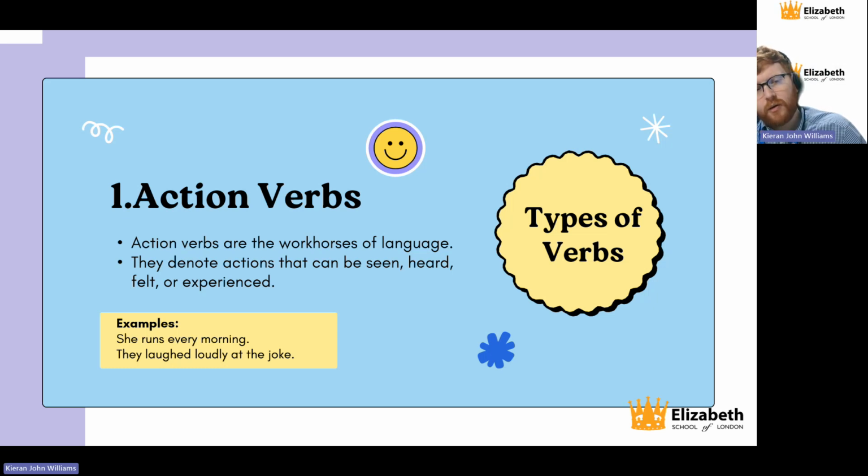The action verbs, what we've just looked at, are the actions that we can see, hear, feel, or experience. So if we look at the examples, she runs every morning. This is something we can see. They laughed loudly at the joke. That is something we can hear or something we can see as well. It is an action. Action verbs are the usual verbs that we use in sentences.